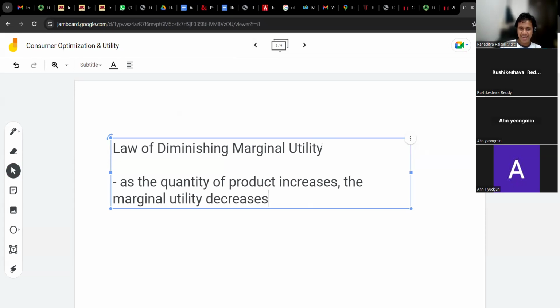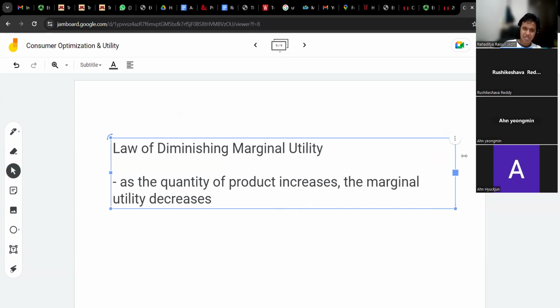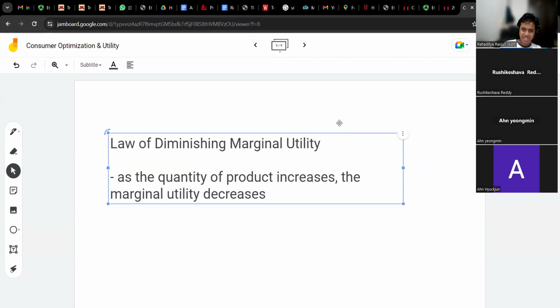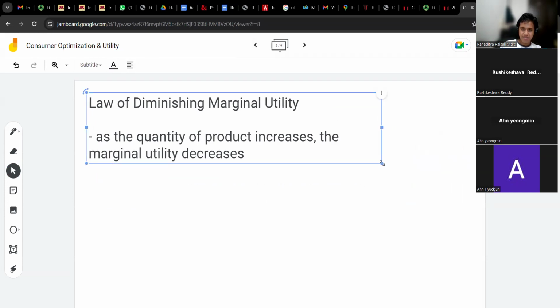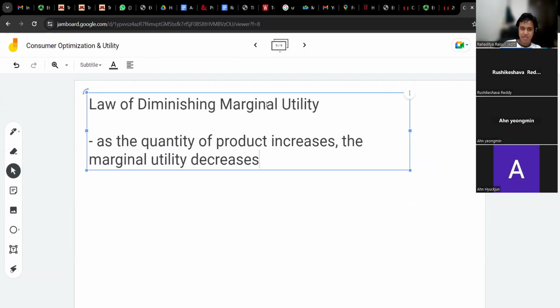If I want to buy a bottle of water, the first bottle of water is already enough. If I keep buying more, the 10th water bottle will be pointless to me. So as the quantity of product increases, the marginal utility decreases. This is what we mean by law of diminishing marginal utility. You might need to remember this.